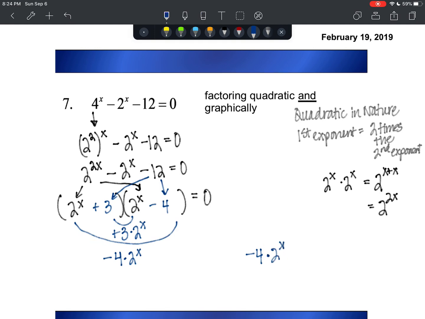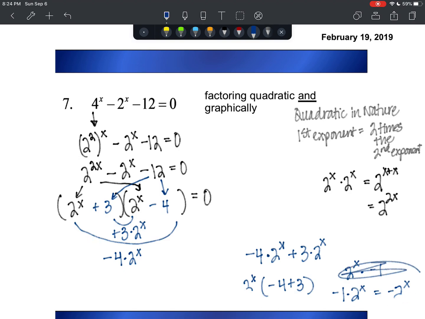Negative 4 times 2 to the x plus 3 times 2 to the x. Well, when you add like terms, it seems a little weird right here, but you factor out negative 4 plus 3, that's negative 1. So 2 to the x times negative 1 is negative 1 times 2 to the x, which is negative 2 to the x. So if you followed that, you're good, right? If you didn't follow it, we're going to make this a little bit easier for you.